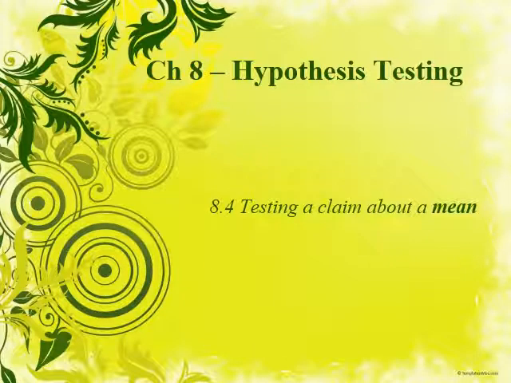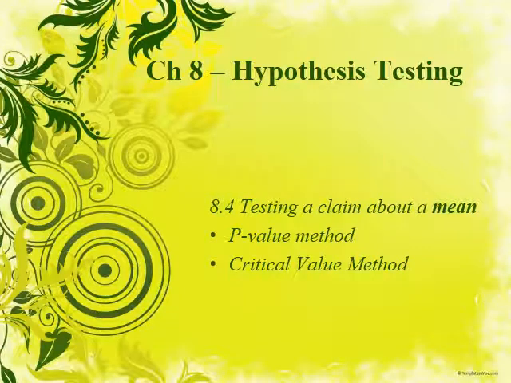In section 8.4, we're going to be testing a claim about a mean. We're going to use the p-value method in some cases and the critical value method in other cases. So this section is very similar to the previous section 8.3, except instead of testing a claim about a proportion, we're testing claims about means. But most of the stuff we talk about should seem very familiar if you just did section 8.3.